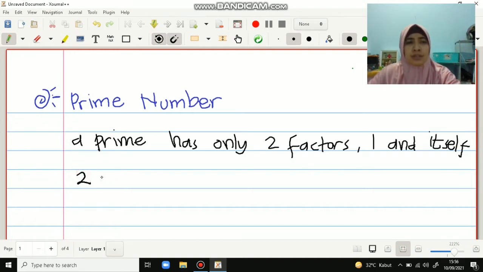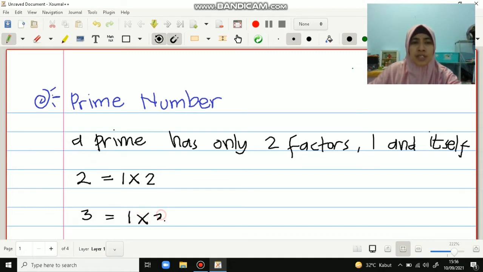Okay, let's take a look at the example. 2. What is the multiplication that gives 2? We can write 1 times 2. 3. The multiplication that gives 3 is only 1 times 3. So, 2 has only 2 factors. That is 1 and the 2 itself. 3 has only 2 factors, 1 and the 3 itself. So, 2 and 3 are prime numbers.